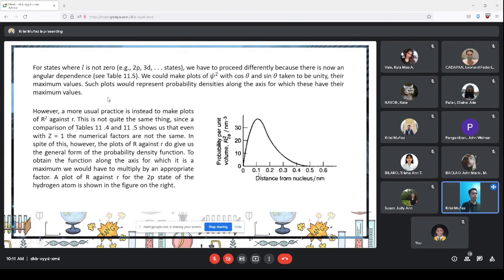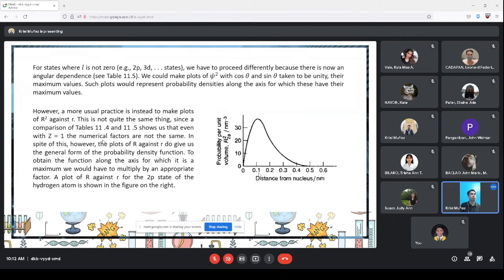However, just to generalize things, pwede nating i-plot yung r square against r even for those na ang l is not equal to 0. So this is not quite the same thing, since a comparison of tables 11.4 and 11.5 shows us that even with z equal to 1, the numerical factors are not the same, right? So in spite of this, however, the plots of the wave function R against the coordinate r do give us the general form of the probability density function. So gusto lang kasi natin na ipakita yung probability density function natin. To obtain the function along the axis for which it is a maximum, we would have to multiply by an appropriate factor.